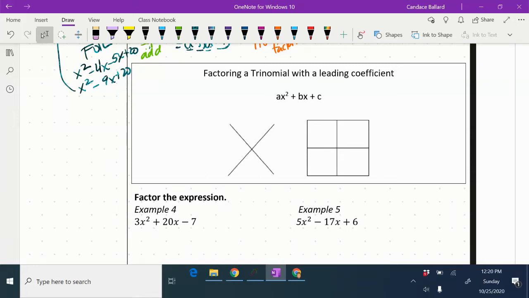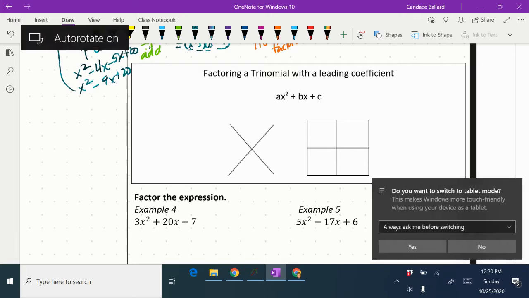Welcome back to topic 4.1. We are going to be talking about factoring a trinomial with a leading coefficient. This is what I call the magic X and box method.